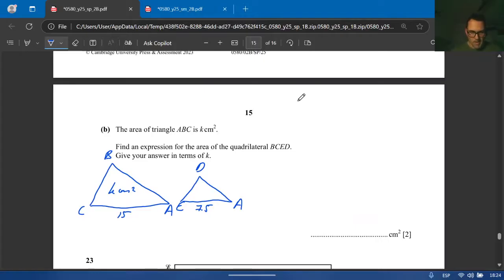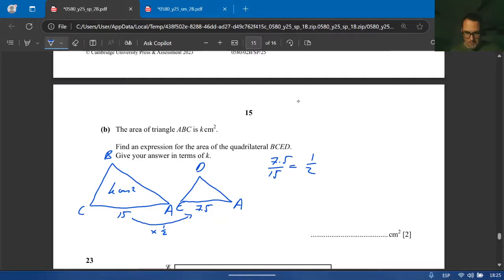Okay. That means if we're going from here to there, we need to multiply it by a half. This one is half that one. Does it make sense? Because 7.5 divided by 15 is a half. Makes sense, isn't it? Okay.